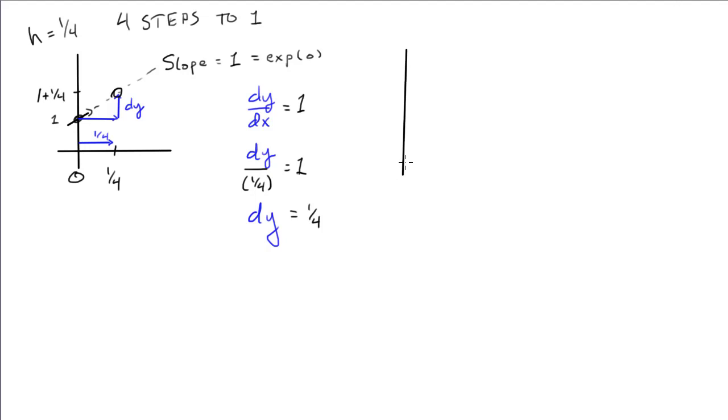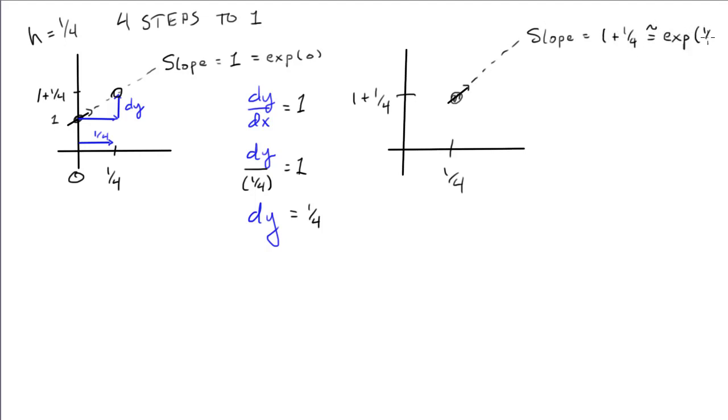Now I'll just do it again. I'm at my point 1/4, 1 plus 1/4. So my slope is my height, 1 plus 1/4, which is approximately the exponential of 1/4. Set up my differential, pushing forward a 4th unit. That's my horizontal differential, and my vertical differential. Rise over run is slope, and I'm going to solve for the rise.